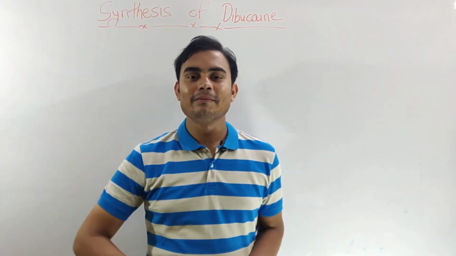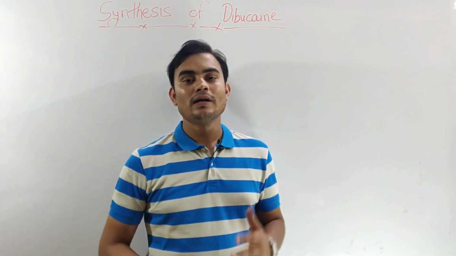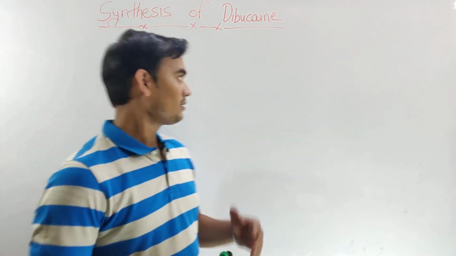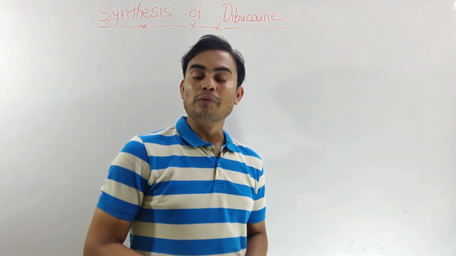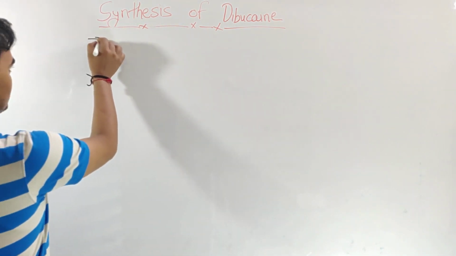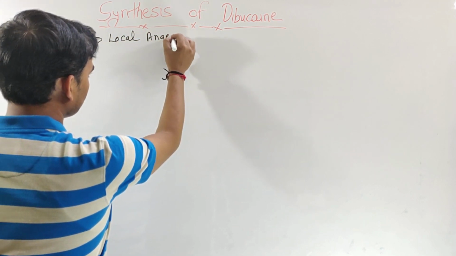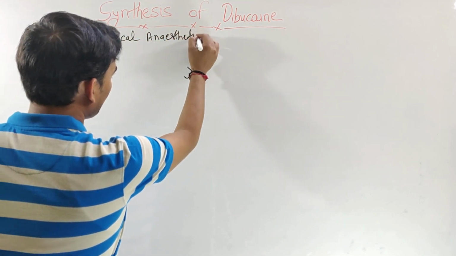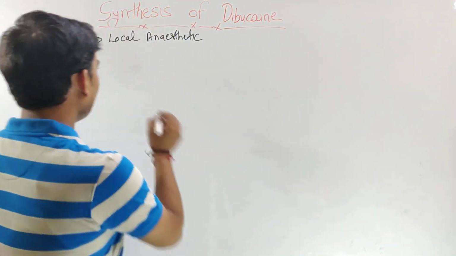Hello friends, welcome back to the sequence of the synthesis of medicinal compounds. Today we are going to discuss the synthesis of dibucaine. Dibucaine is a local anesthetic. First thing, this is a local anesthetic. Dibucaine is an amide derivative.